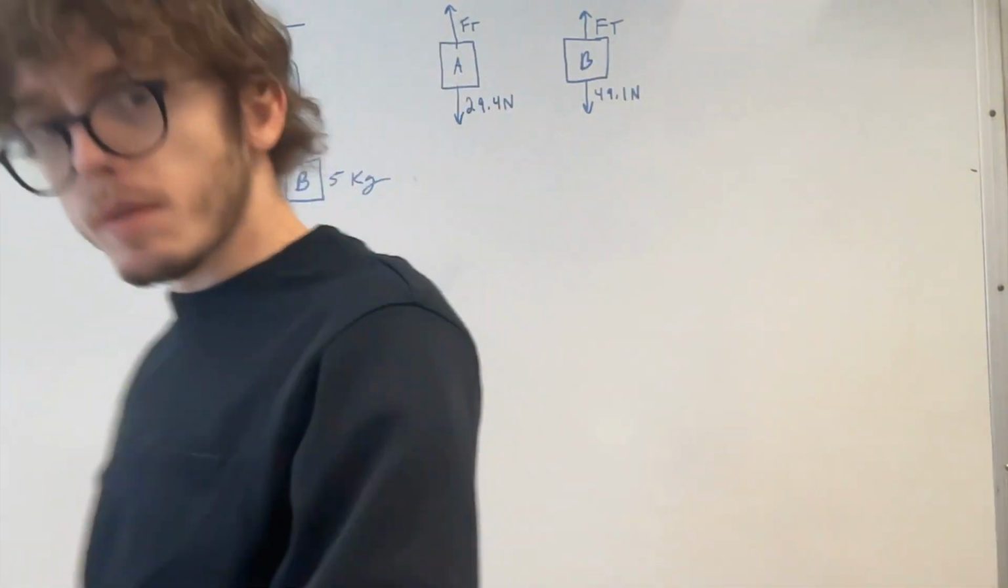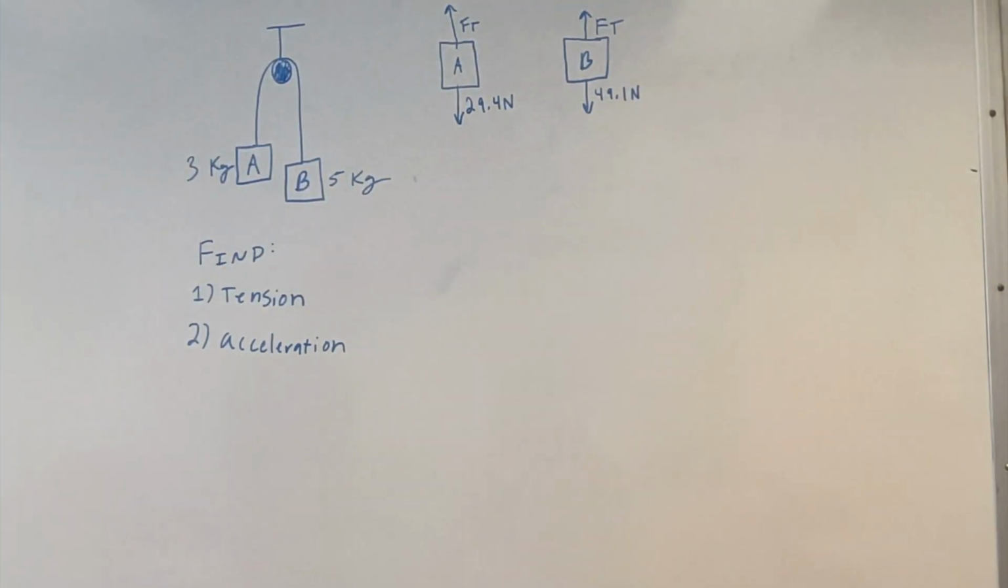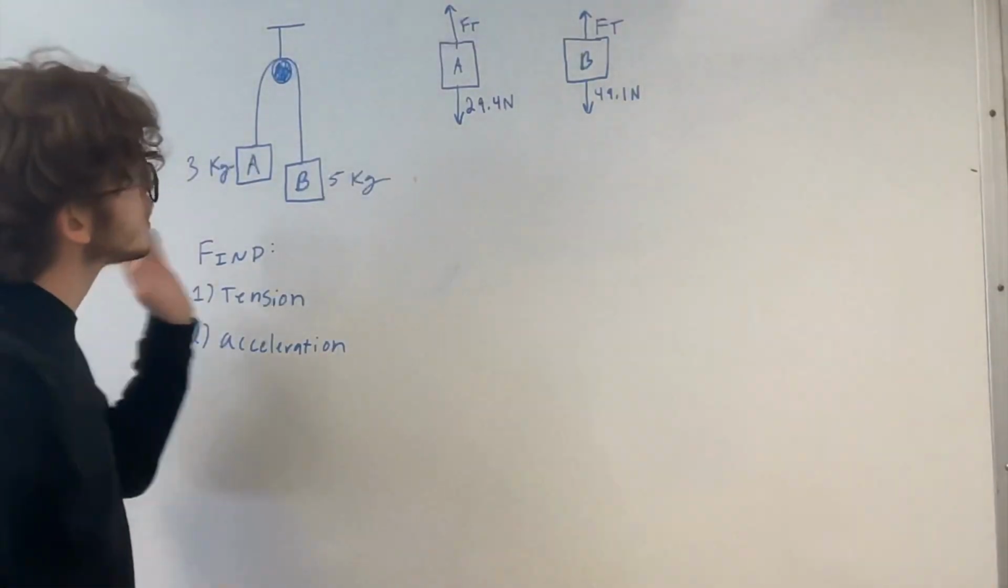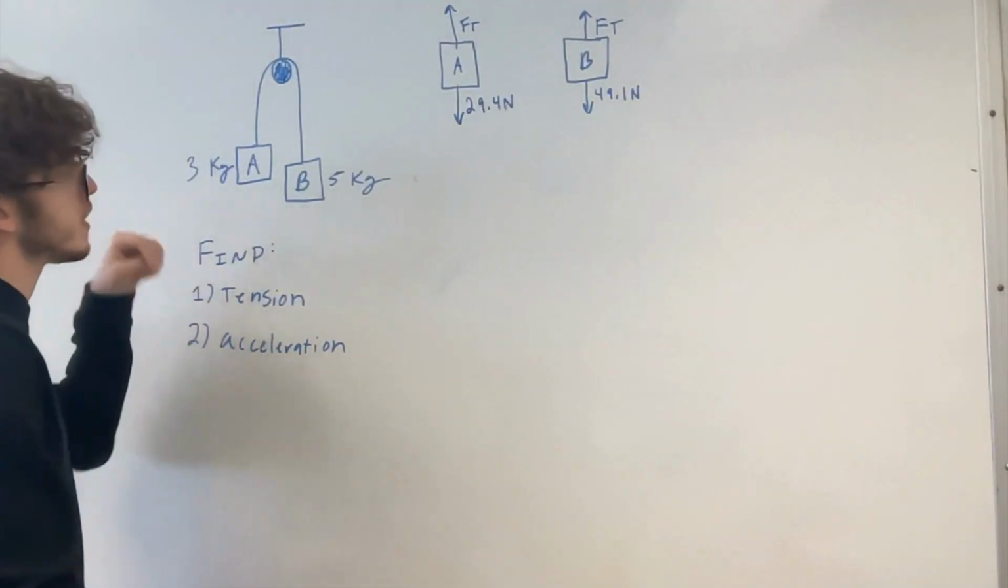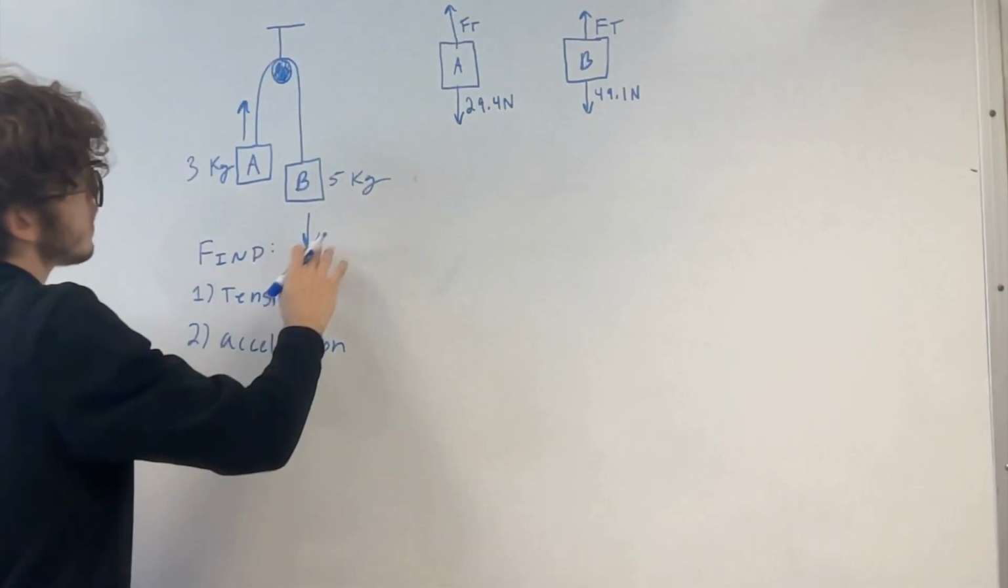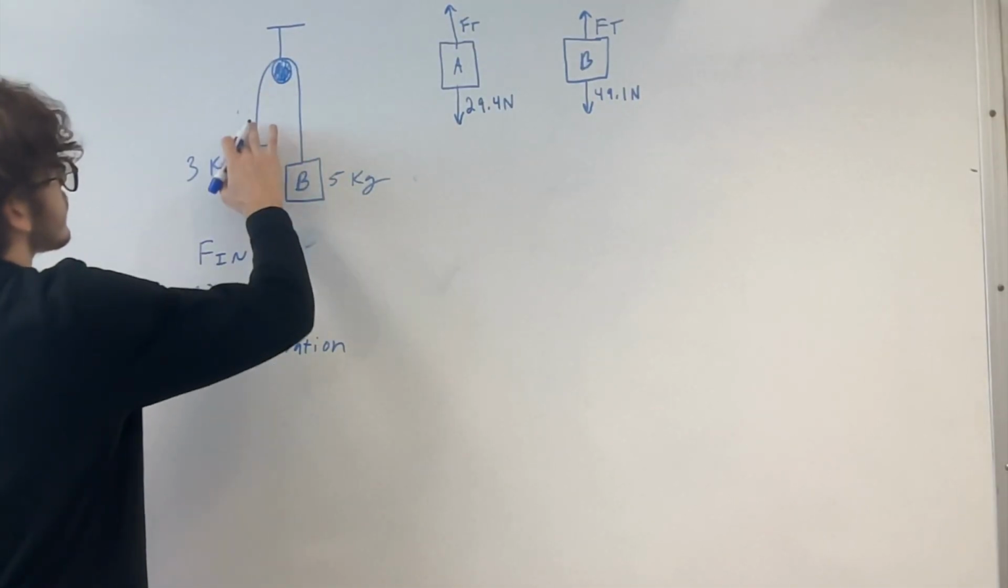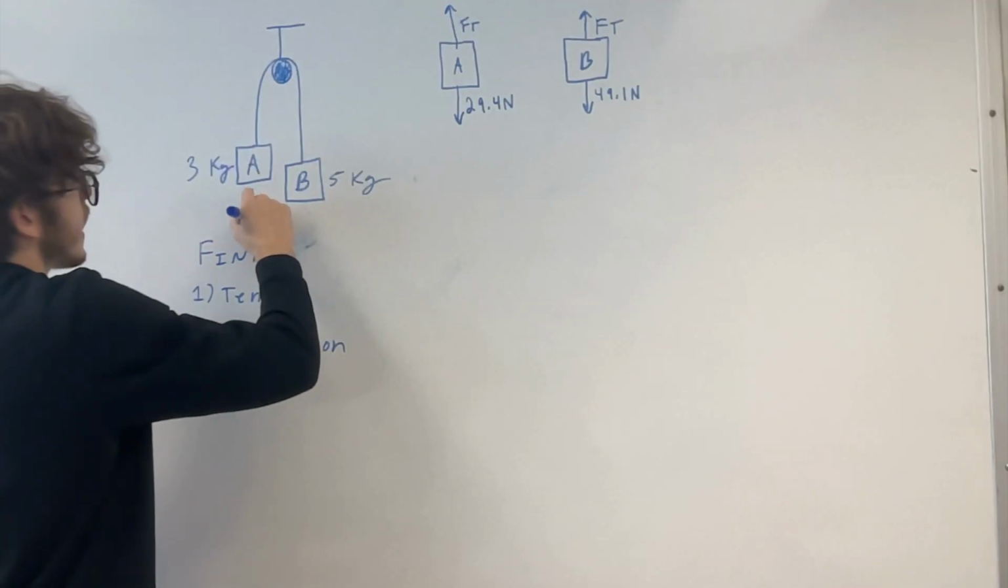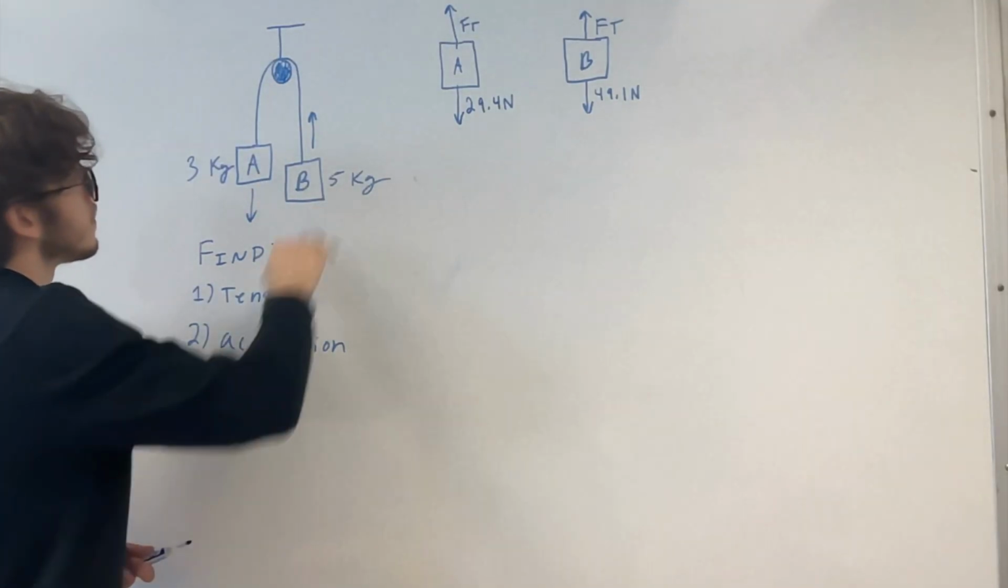So this one might be a little trickier. We need to just think logically. How's the system going to move? Is it going to go where block A is accelerating up and block B down, or the other way around? Is block A going to fall or block B going to go up?